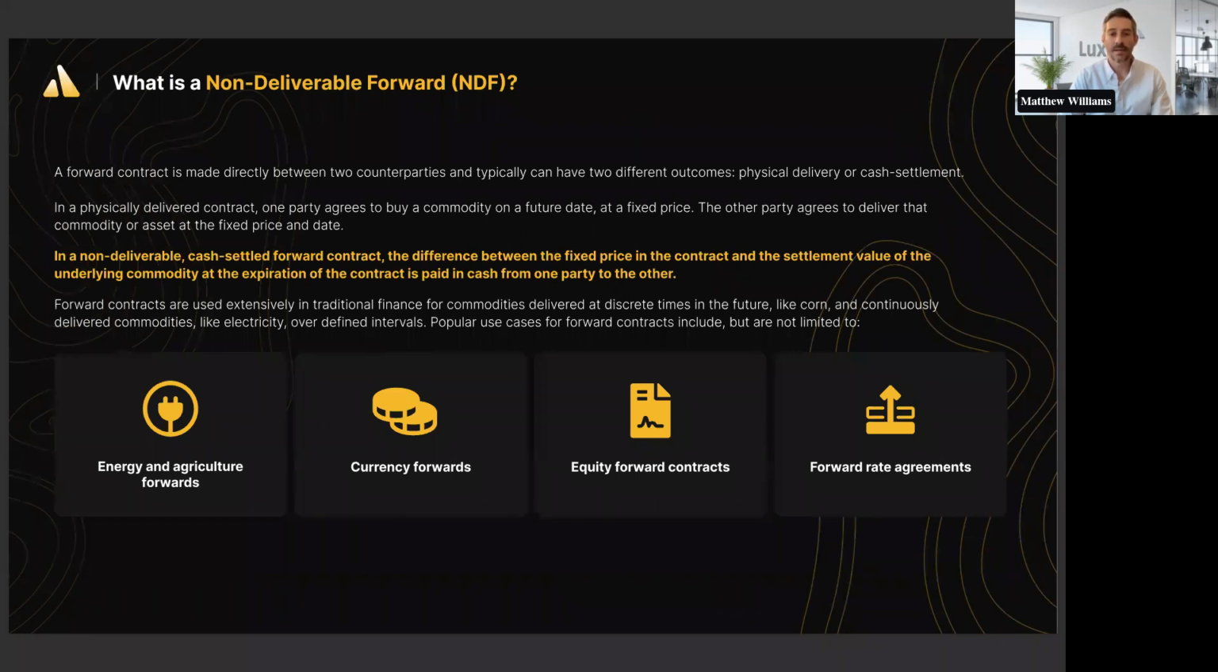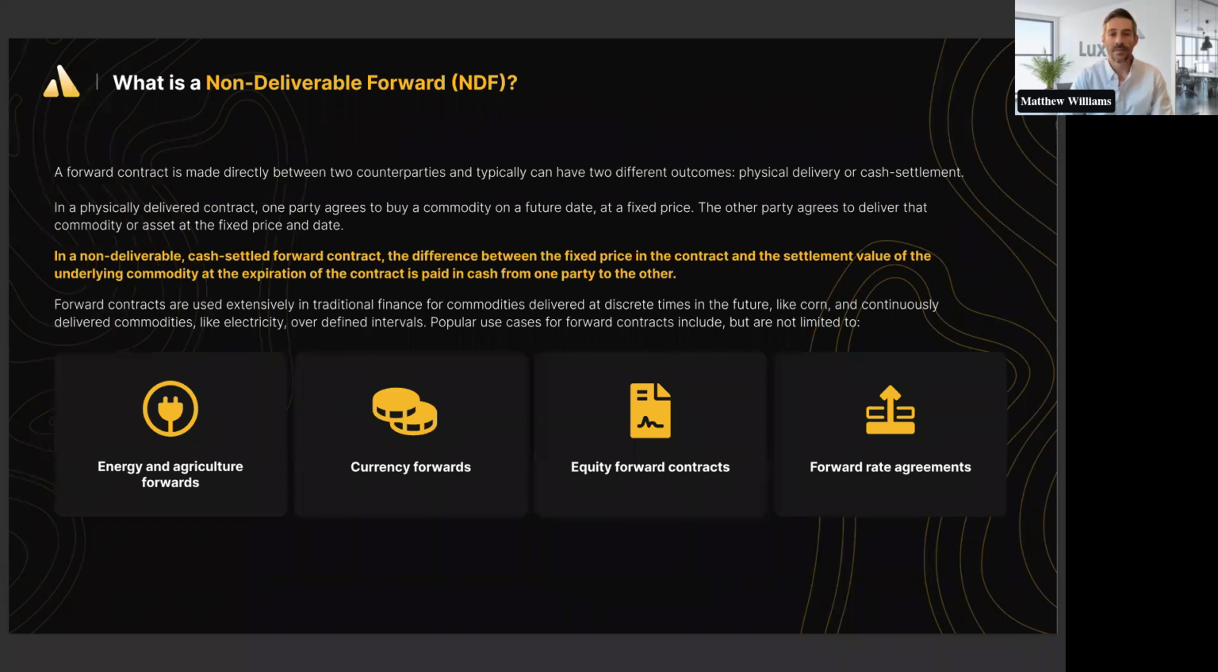Forward contracts represent the beginning of modern hedging, and the prevalence of these instruments actually led to the creation of the Chicago Board of Trade, which is where I began my career. At its core, a forward contract is simply an agreement between two parties and typically has one of two different outcomes. It could be a physical delivery of a commodity in exchange for a fixed price, or it could be a straight cash settlement where no physical assets are exchanged.